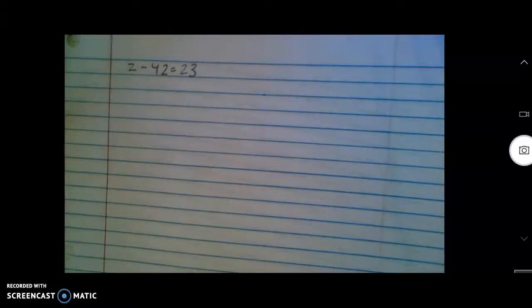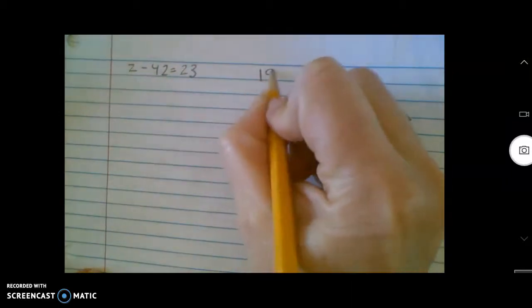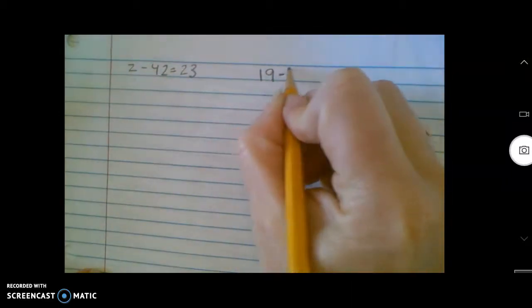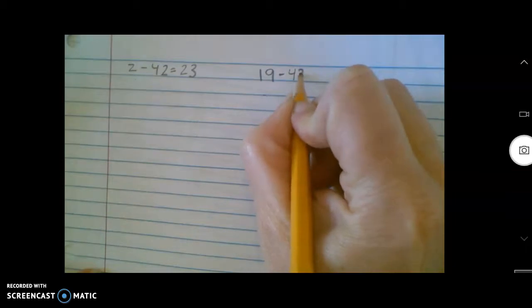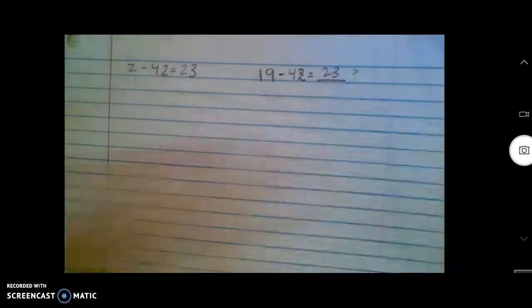Hi, if you are doing this subtraction equation review, it is because on our Socrative lesson, you made a mistake on the subtraction equation problem that was z minus 42 equals 23. The most common answer was z equaled 19. Well, if I check that by placing that in here, if I start at 19 and I take away 42 items, am I going to end at 23?